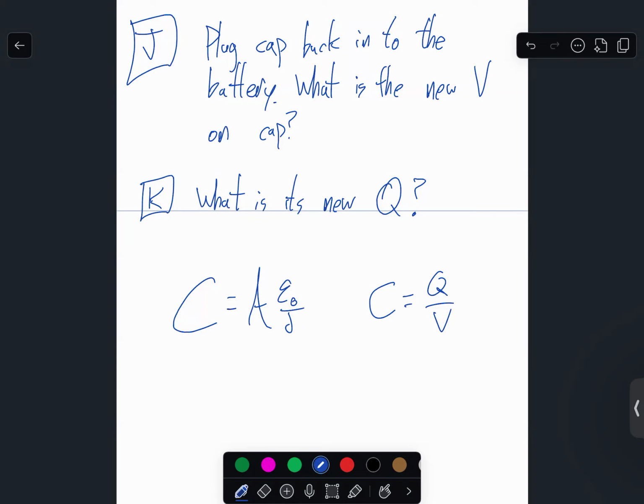I have changed the plate area of the capacitor. I've cut it in half. I now have 180 picofarads of capacitance. That means that I didn't change voltage. It doesn't affect the voltage. It's still 12 volts.